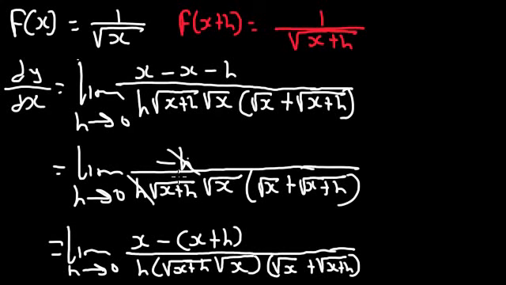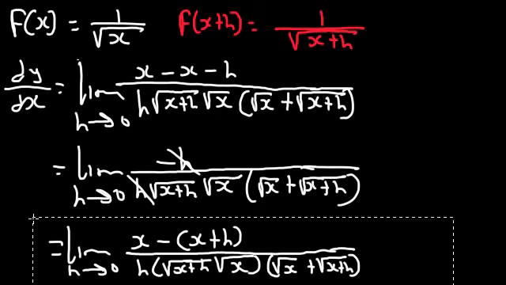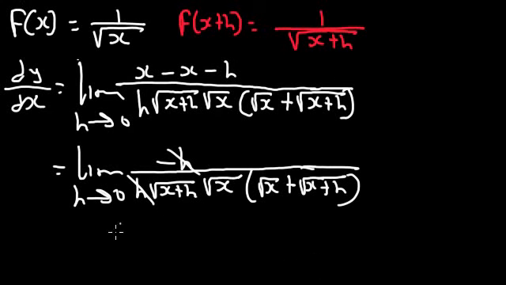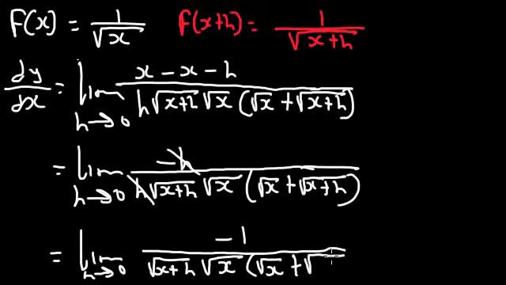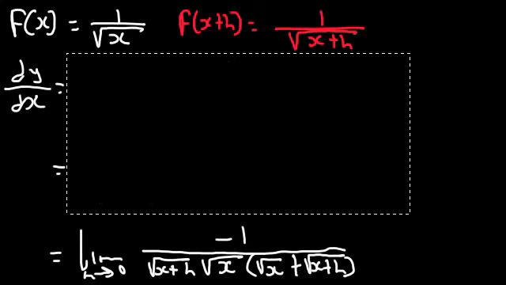Notice that the h cancels out and left over is the limit as h approaches 0 of negative 1, everything entirely divided by root of x plus h, multiplied by root of x, then everything entirely multiplied by root of x plus root of x plus h. Now notice that at this point, as h is approaching 0, if we plug in 0 as h in the expression, that won't make us have any undefined value. So we can go ahead.